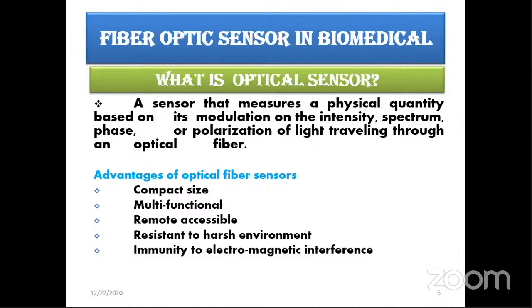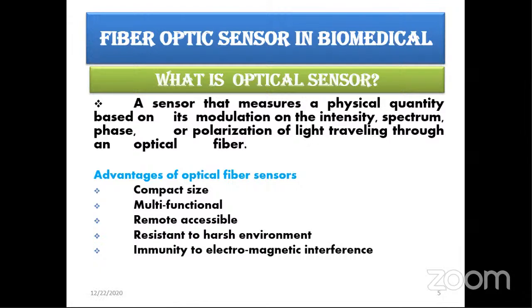And the advantages of optical fiber sensors are that they are compact in size and multifunctional. Actually, they are amenable to multiplexing. They are used in both point and distributed configurations, they are remotely accessible, resistant to harsh environments, and immune to electromagnetic interference. For these advantages, we are using optical fiber sensors nowadays. So this is an optical sensor. In these optical sensors, it is using the characteristics of light, that is intensity, phase, polarization, like that. It is using these parameters. This optical cable is acting as a sensor.